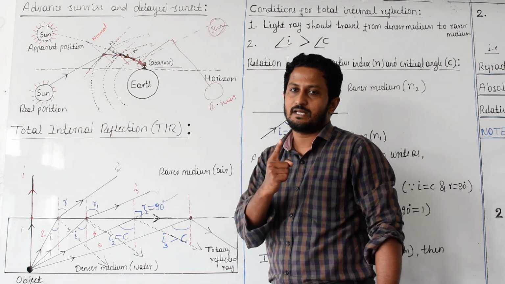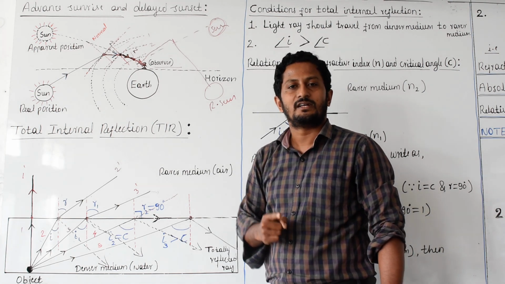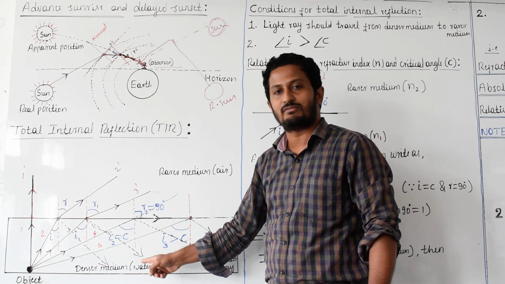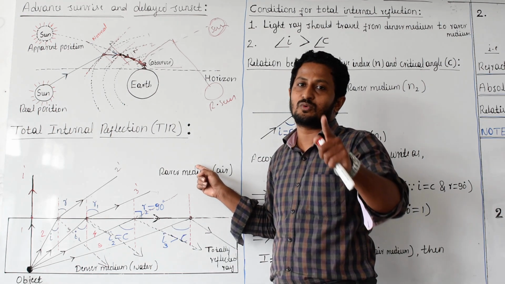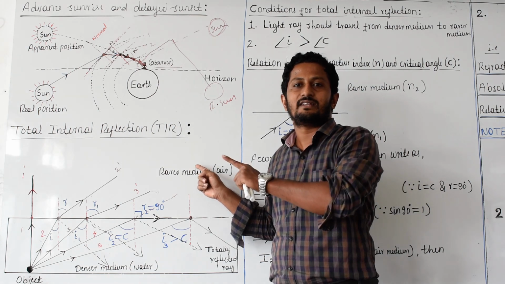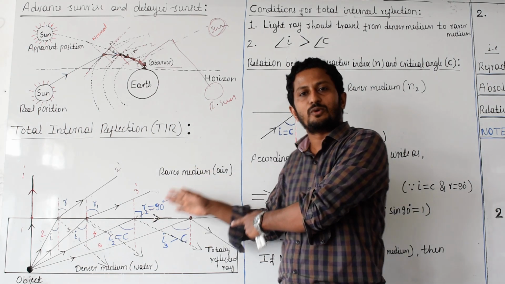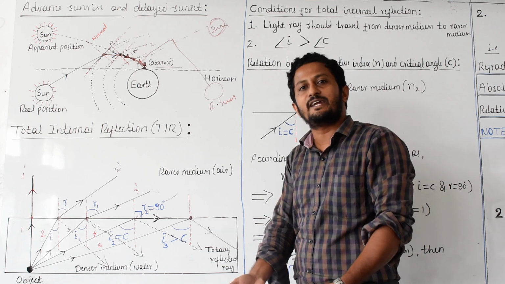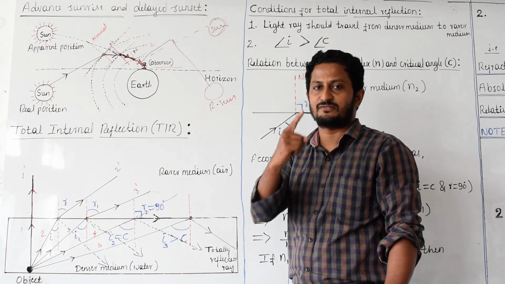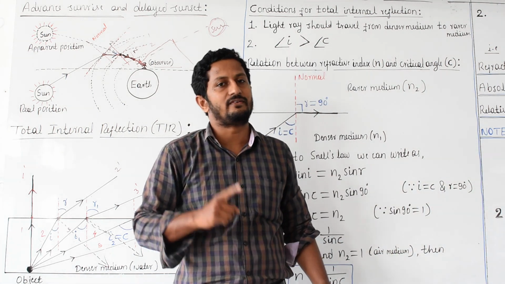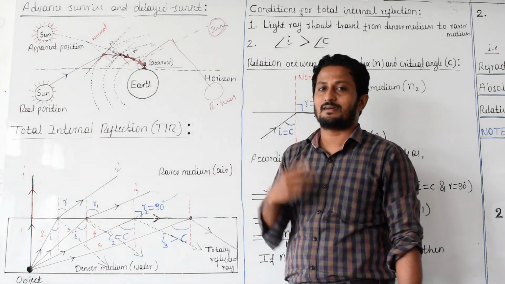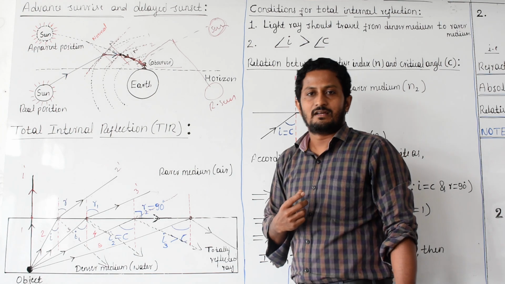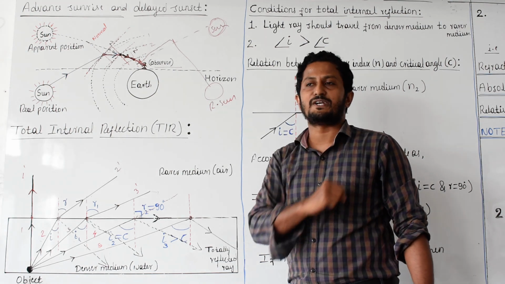That's why the first condition is what? Light ray should travel from denser medium to rarer medium. Then only, finally, that incident light ray is going to bounce back into the same denser medium. This is the first condition of TIR. Very important. Don't memorize, try to get why. Have you understood? This is the first condition.